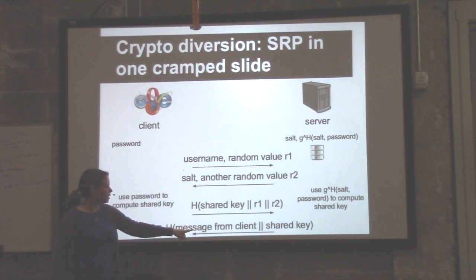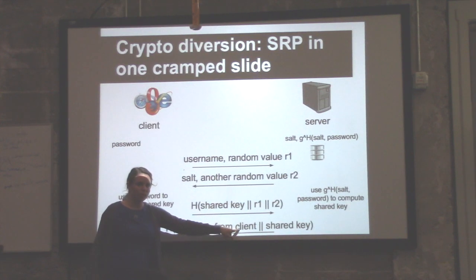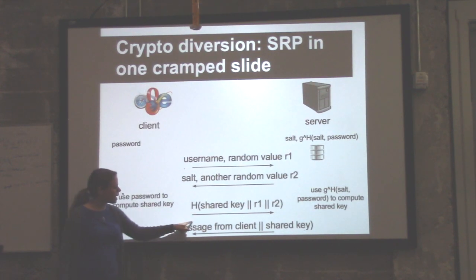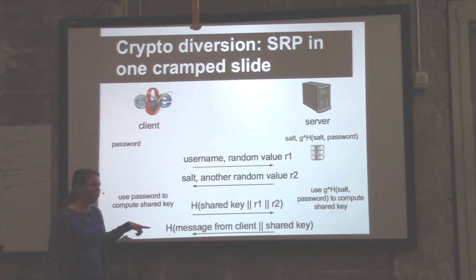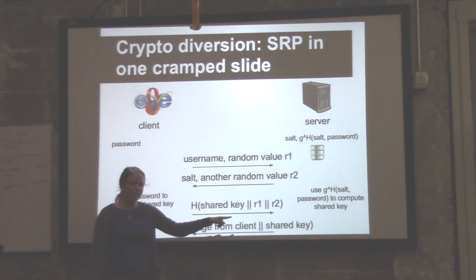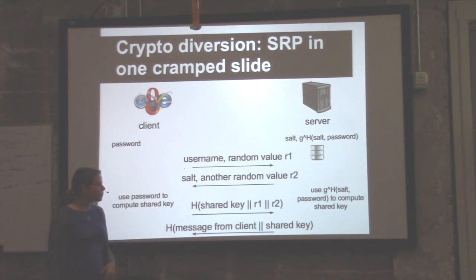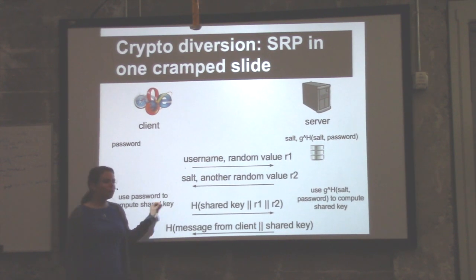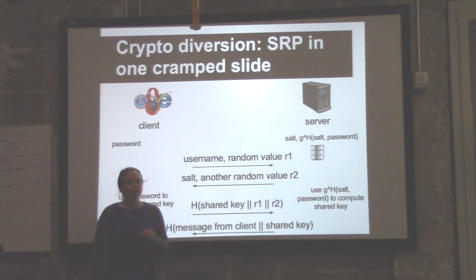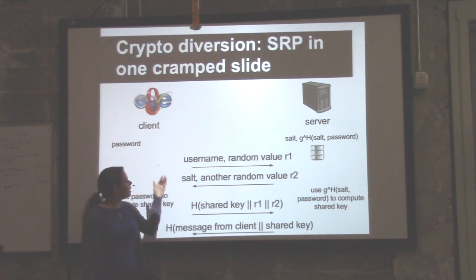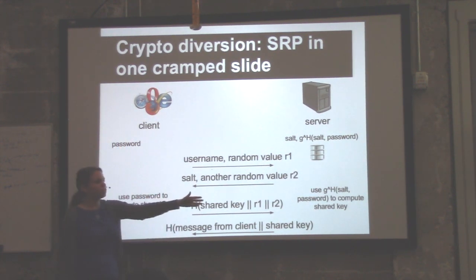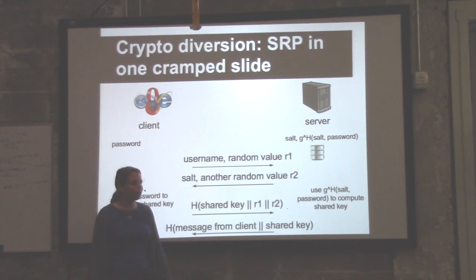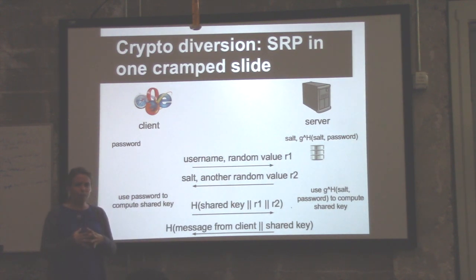And the client can say, okay, I know what I think the shared key is, and I have this message that I just got. I'm going to make sure that this hash is what I should get if the server has the same shared key as me. So now they've both proved to each other that they have computed the same shared key. The property of that shared key is that the client can't compute it without the password, and the server can't compute it without the verifier. So they've authenticated each other.